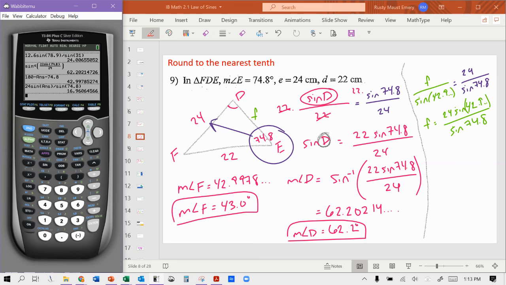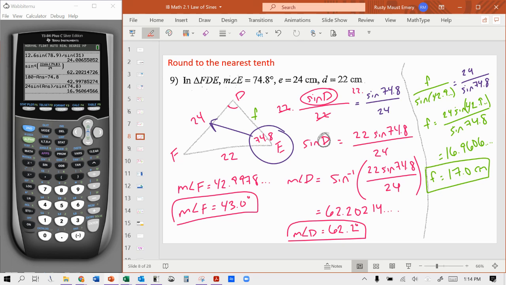And I end up with 16.9606, and so on. And to one decimal place, once again, the 9 gets rounded up by the 6, which then is going to round up the first 6. So 17.0. And our units on this are centimeters. There we go. And there are the three unknown missing pieces that we solved for.